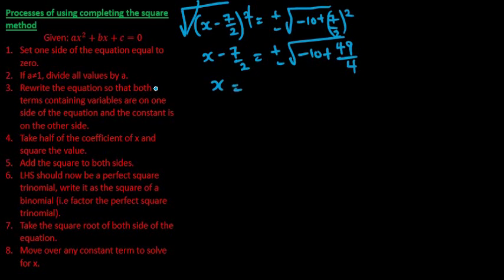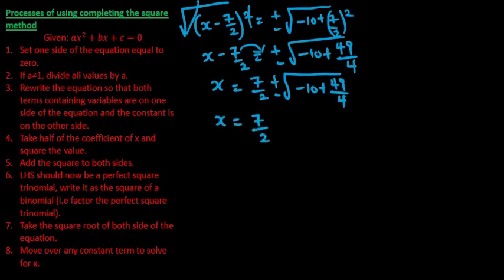So we'll move minus 7 over 2 to the right hand side to get a value for x. x equals, when minus 7 over 2 crosses the equation sign, we'll have positive 7 over 2 plus or minus root of minus 10 plus 49 over 4. Now we'll have to simplify this equation further to get the value of x. x equals 7 over 2 plus or minus root. The LCM here is 4.